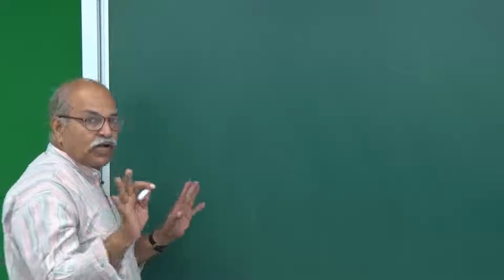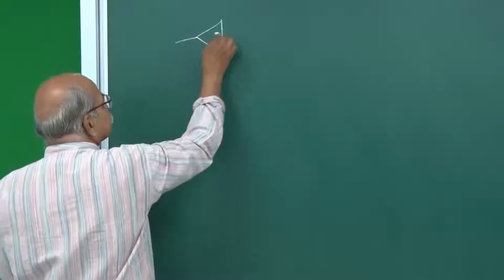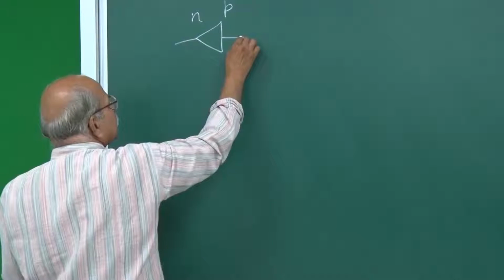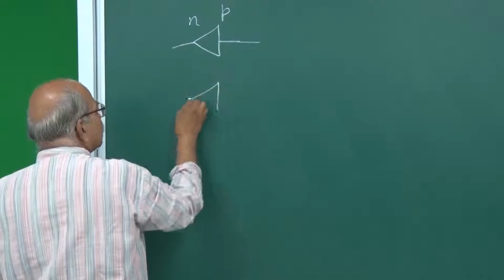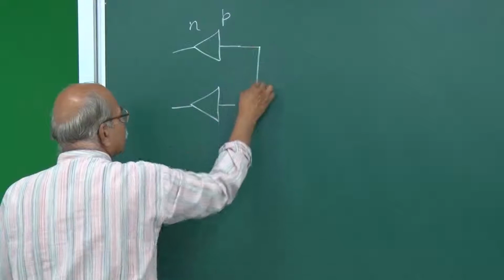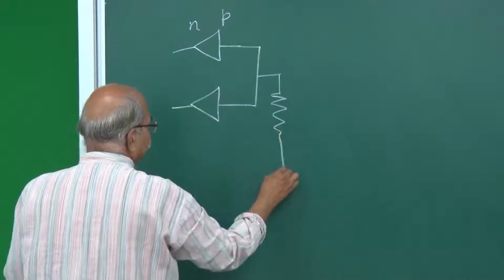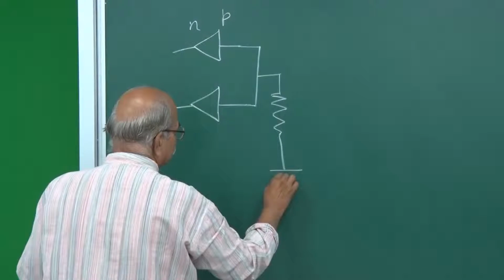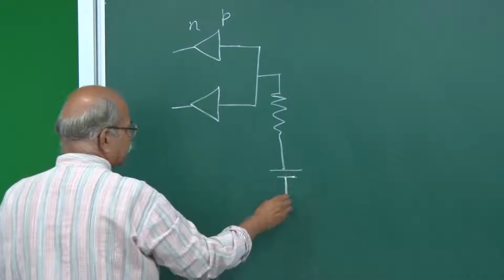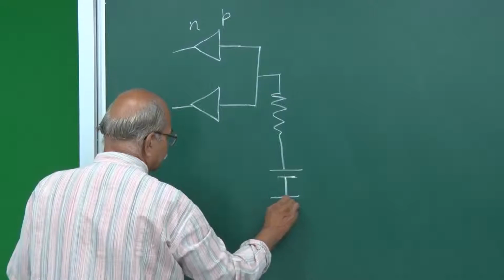So let me take 2 diodes, one diode here, PN junction, this is P side, this is N side, you remember that. Then another diode here, and join this together and put a resistance, and then a battery cell here, could be 2 volts, 3 volts, and this is our ground.